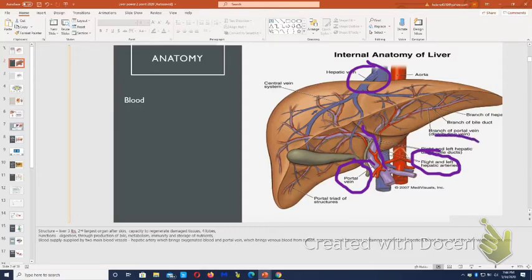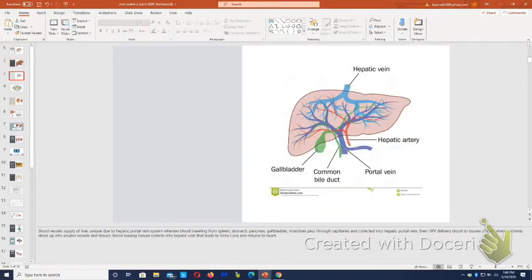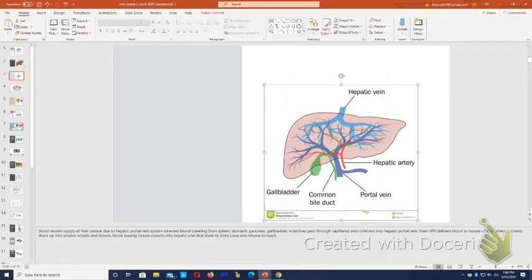The hepatic duct delivers bile to the common bile duct from the liver. The cystic duct delivers bile to the common bile duct from the gallbladder, and the common bile duct passes into the duodenum to deliver the bile. So in this picture, you can see a very general view where you have your hepatic artery, your hepatic vein, and then you're seeing where your gallbladder is, which is, let me go ahead and annotate here. So your gallbladder again right there, and then you've got your common bile duct.